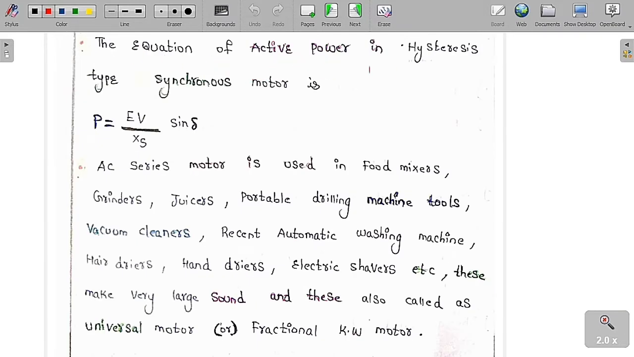The equation of active power in the eccentric type synchronous motor. Now I will discuss the equation of the active power in the eccentric type synchronous motor, which is very simple. P is equal to EV by XS into sin delta. So this is a very important thing.